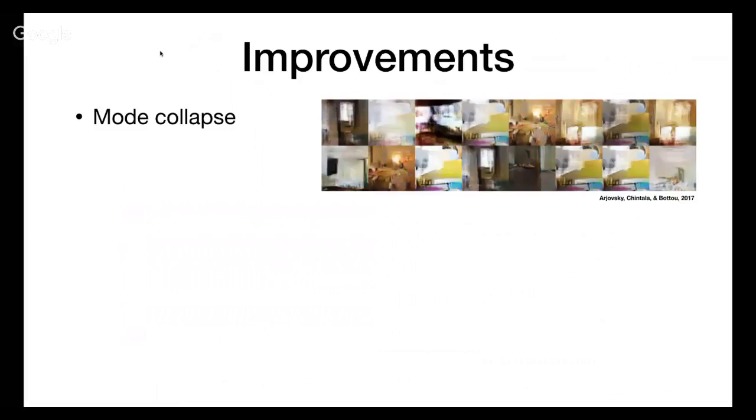So obviously the GAN can be improved. A lot of those images showed where some of those holes might lie. One of the big problems is something called mode collapse. So this is from, I forget the name of the data set, but these are generated samples from a data set that's images of rooms.